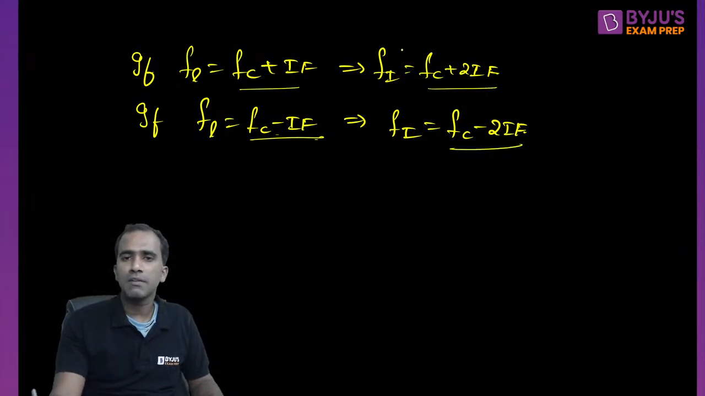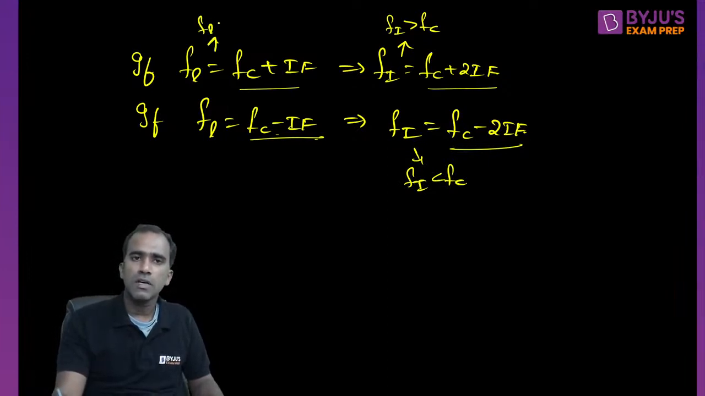Based on the relation between Fc and Fi. If Fi is greater than Fc, in this case Fi is less than Fc. Based on the relation between Fi and Fc, or here, based on the relation between Fl and Fc, Fl is less than Fc, in both the cases. In the first case, Fl is greater than Fc and Fi is greater than Fc.